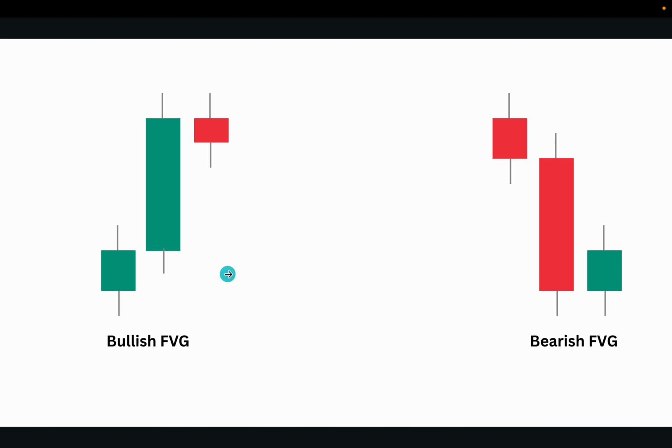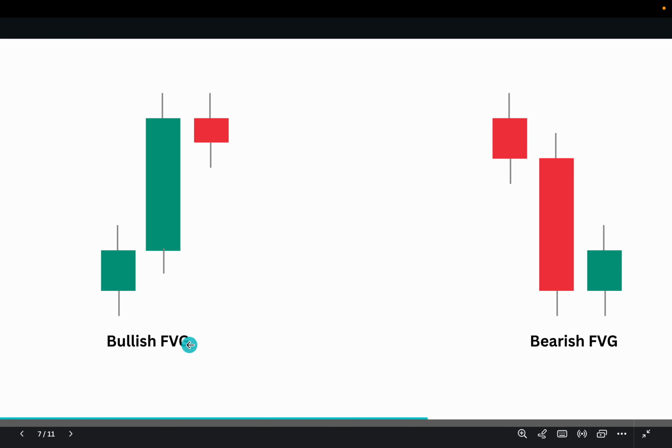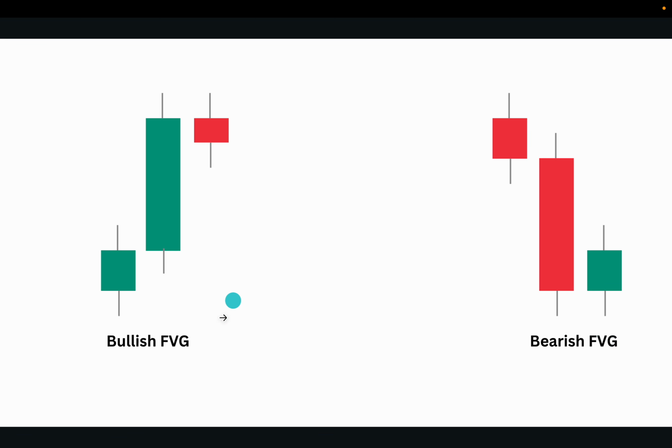The next PD array that we saw is the fair value gap, and there are two types of fair value gap in the charts: bullish fair value gap and bearish fair value gap. So what is a fair value gap? A fair value gap is an imbalance in price, wherein the price momentum is very high and price is rising very fast. The price rises very high, creating a gap between this swing high and this swing low.